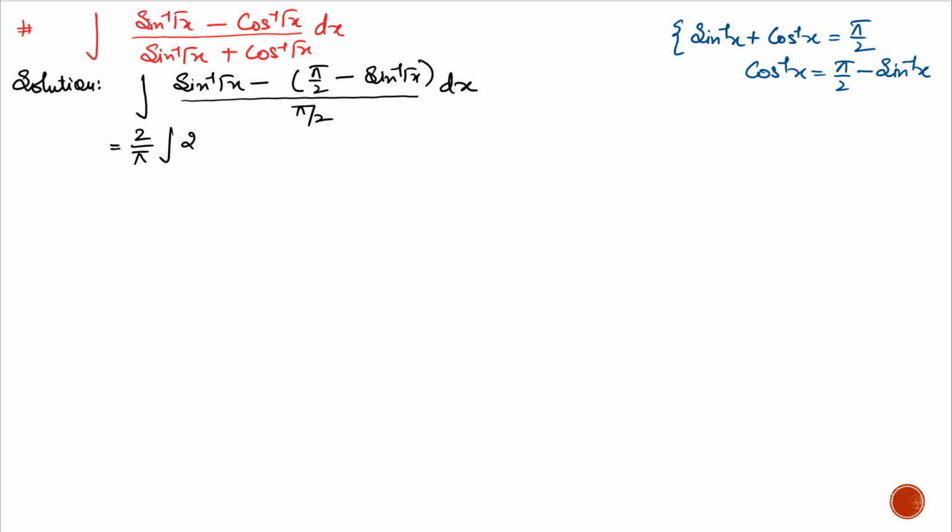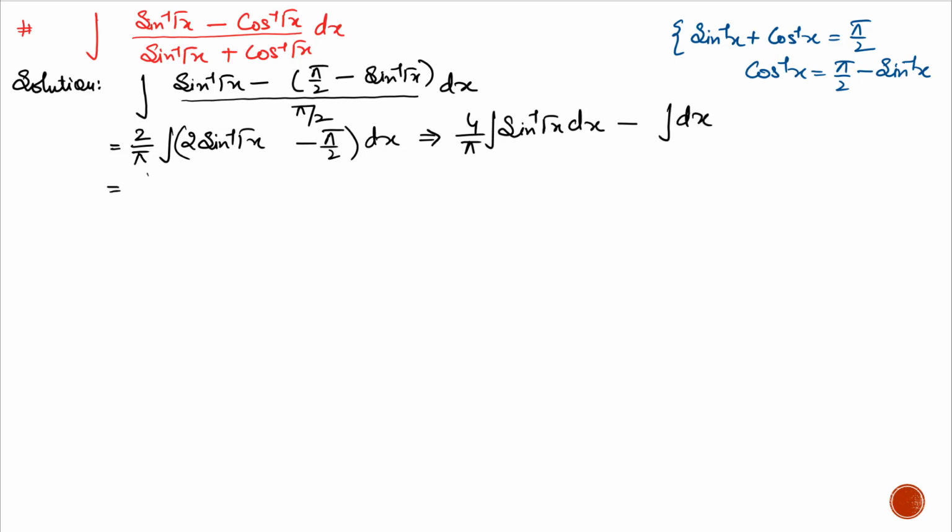So we have 2 by pi outside the integration and (2 sin inverse root x minus pi by 2) with respect to x, and after simplification we will get 4 by pi integration of sin inverse root x with respect to x minus integration of 1 with respect to x, and we can write it this way: 4 by pi I1 minus x plus c, where I1 denotes sin inverse root x. Now we solve this integral separately.